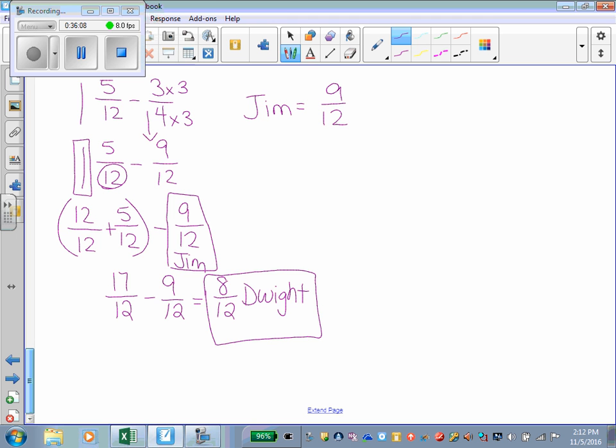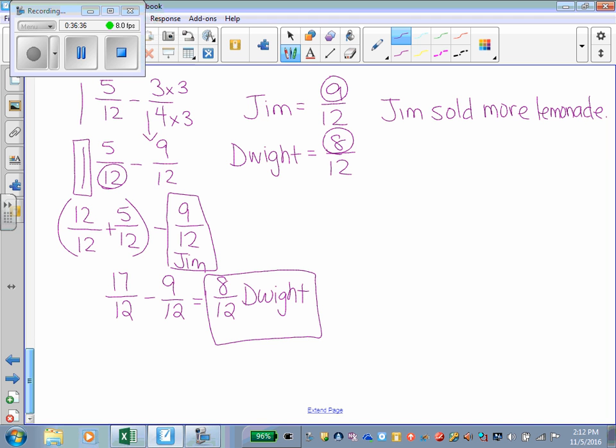So you have Jim's amount of 9/12, and you have Dwight's amount of 8/12. You can easily look at those two fractions and see who sold more. 9 is bigger than 8, so Jim sold more lemonade.